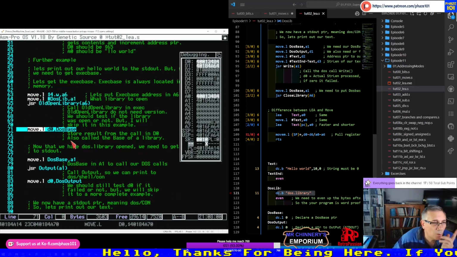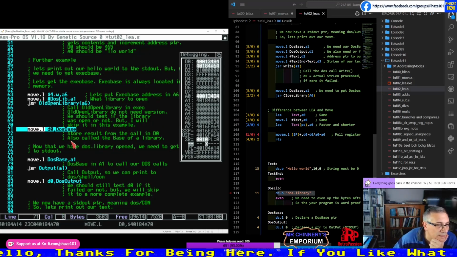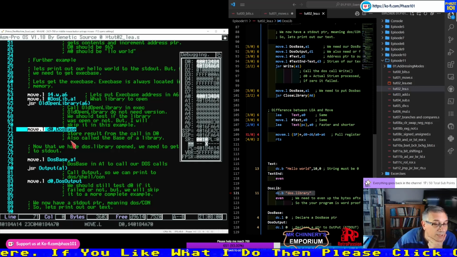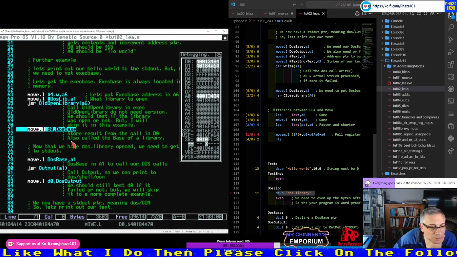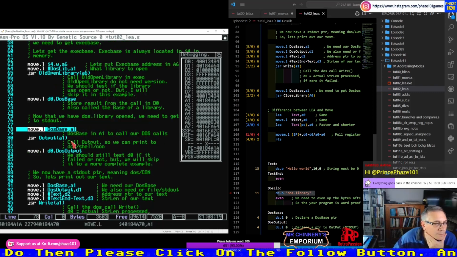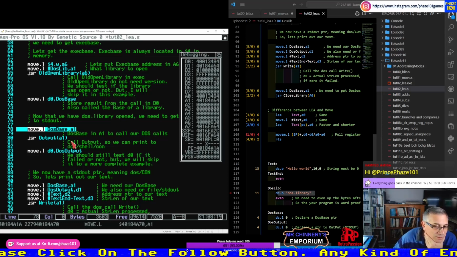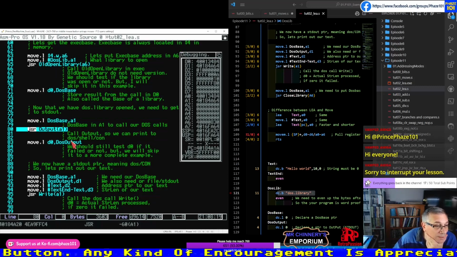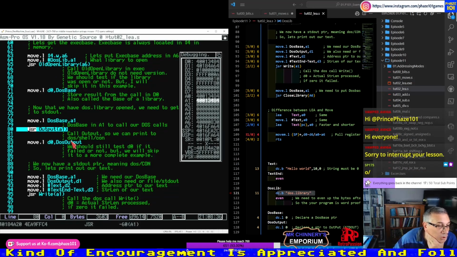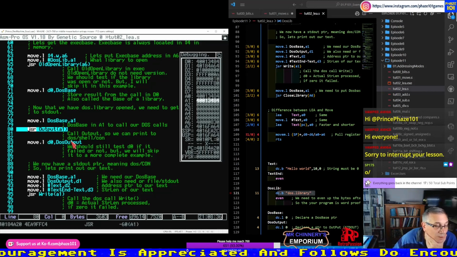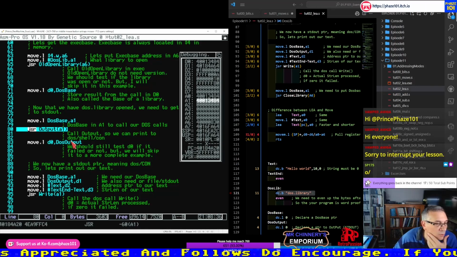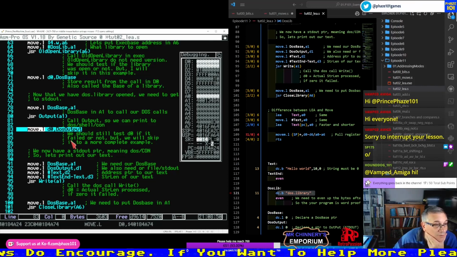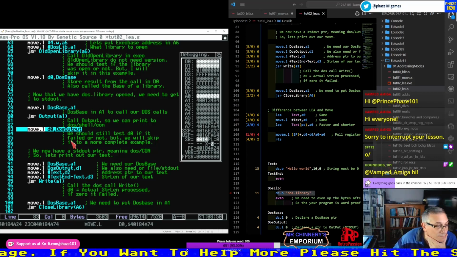So we get the address of the library into D0, and we make a copy in the variable or memory location that we called DOS base. Okay, now we're going to move what we have in DOS base. That's hello from Amiga into A1, and we're going to call the system routine output file, which outputs things to the console basically, and we move what we have in D0 into DOS out. So we also get the handle out.